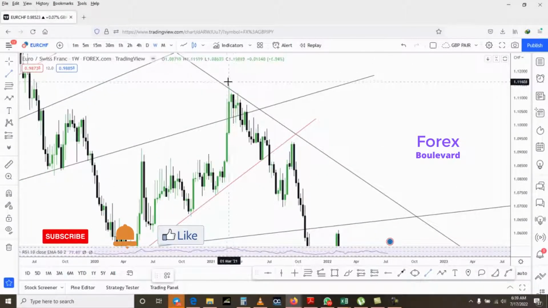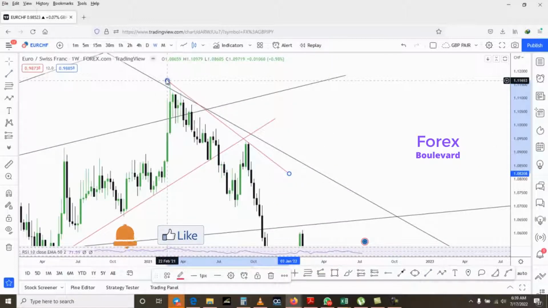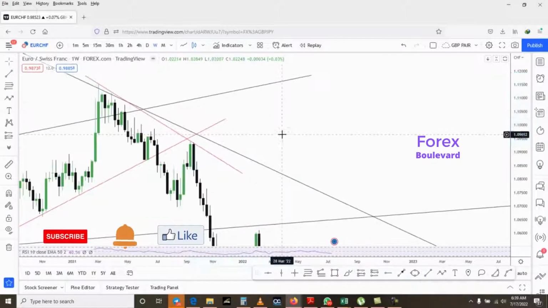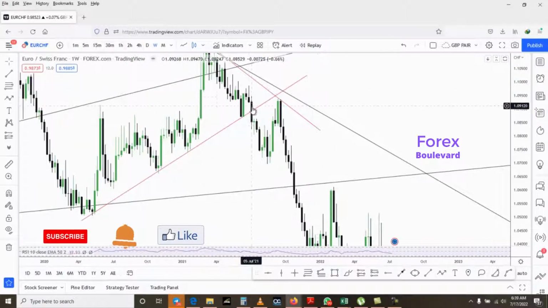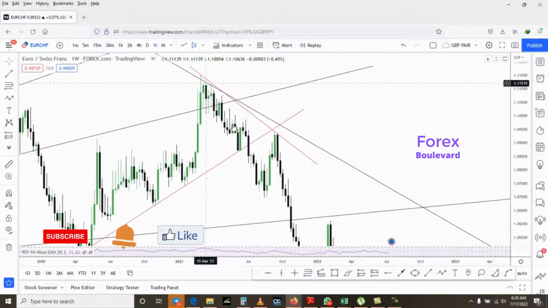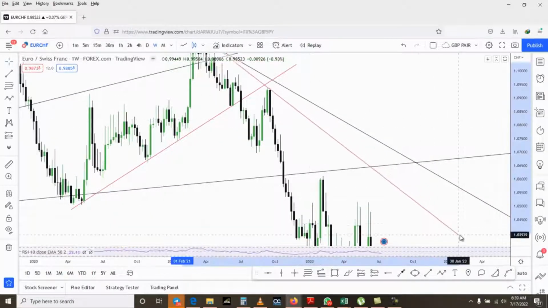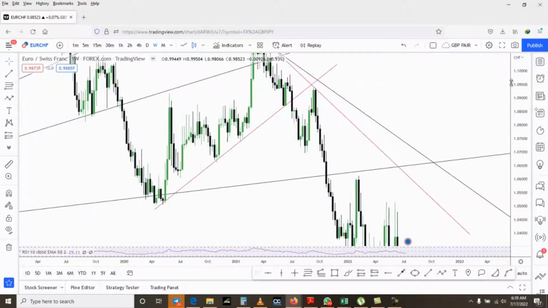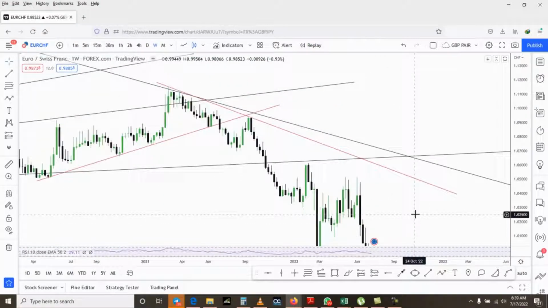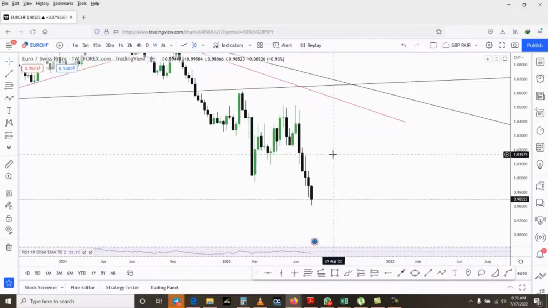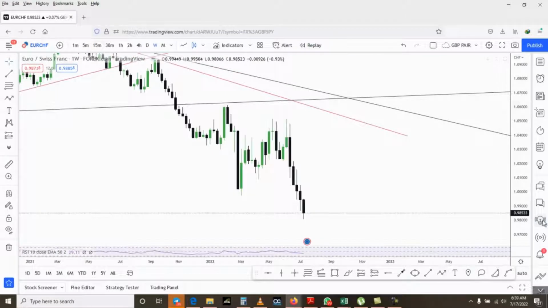We have this also. Alright, price came here, bounced here and kept going down. So we could extend this into the future. Price kept going. So now let's look at something more recent.